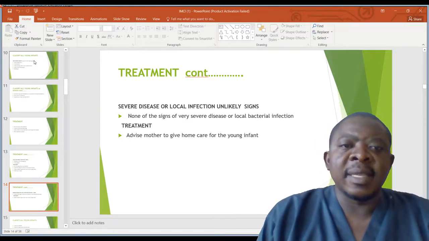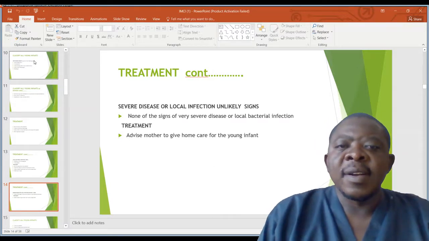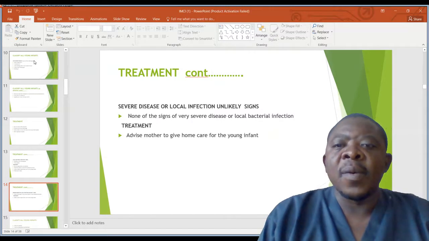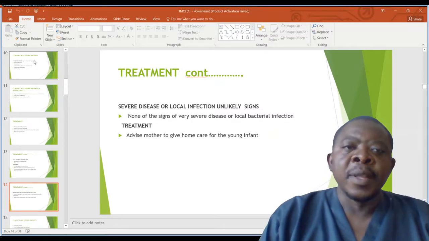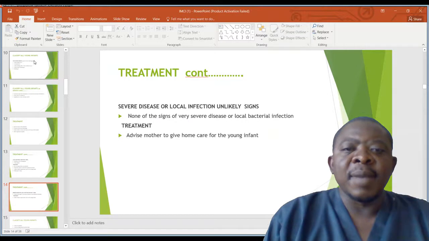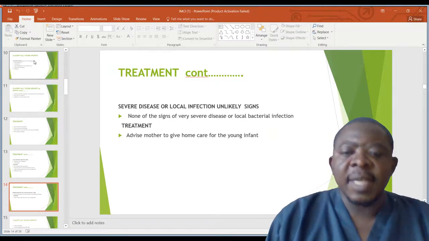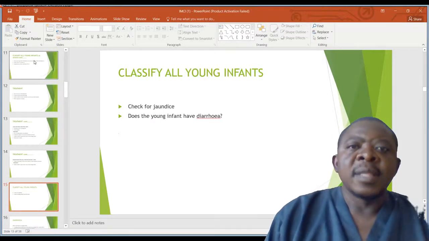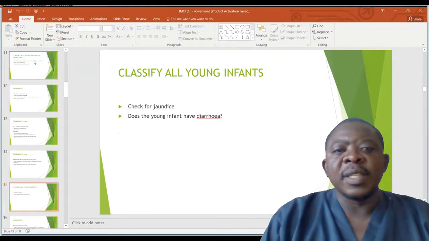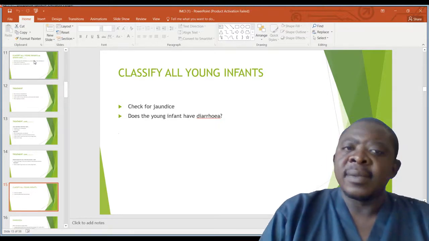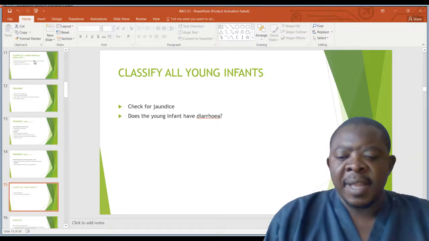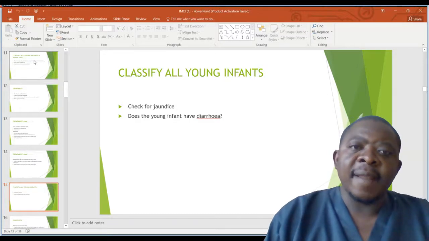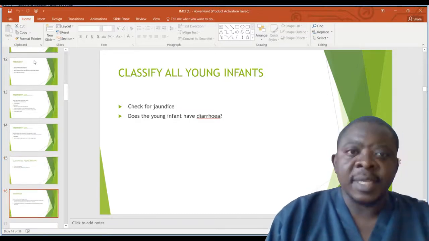Here you look at none of the signs of a very severe disease or local bacterial infection. For treatment, you advise the mother to give home care for the young infant. Then, classifying all young infants, you can check for jaundice. Also, does the young infant have diarrhea? So that is for young infants less than 30 days or 28 days.